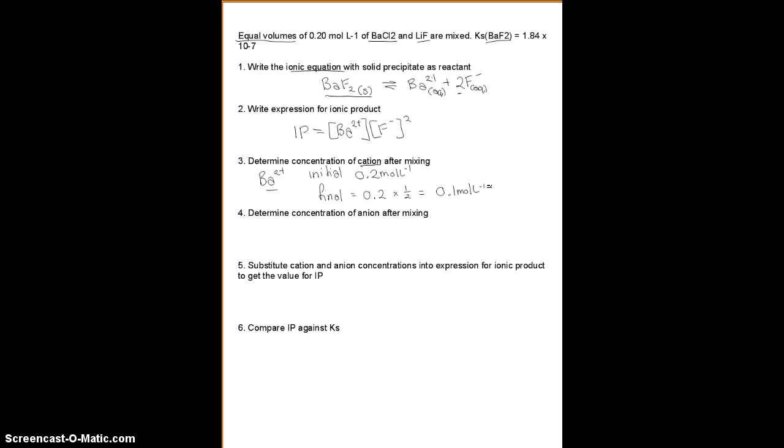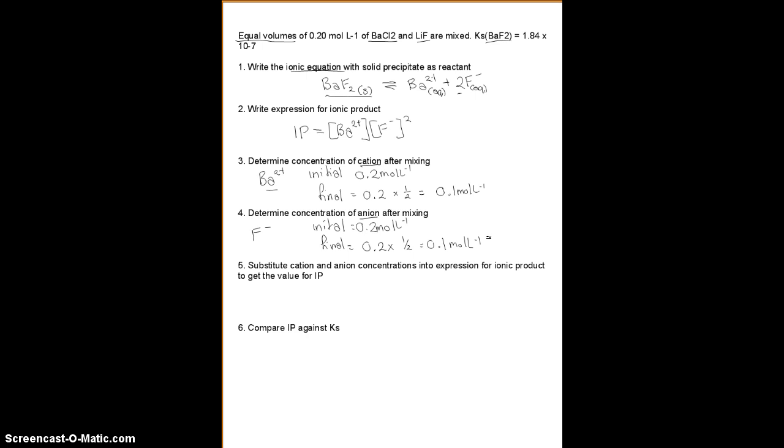Right. We then need to calculate the concentration of the anion after mixing. So we do the same thing. We're looking at the concentration of fluoride that has been added to the solution. We know that the initial concentration of fluoride is 0.2 moles per litre, and the final concentration must be half that, as again the solution has been doubled, but the amount of fluoride added is not changed. So 0.2 moles per litre times a half is equal to 0.1 moles per litre.